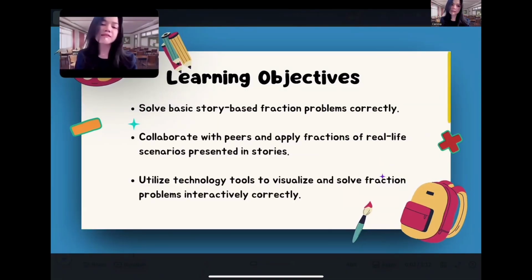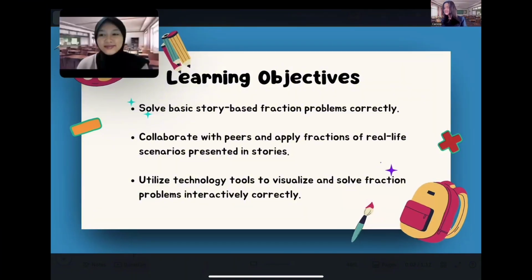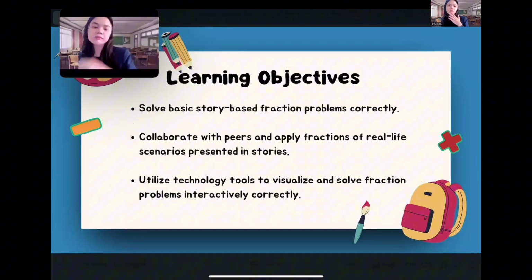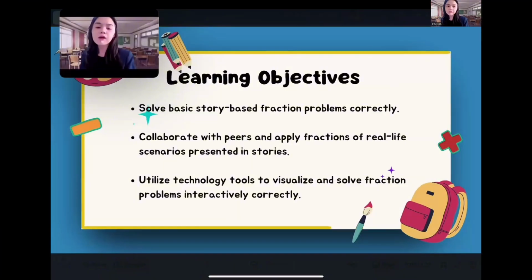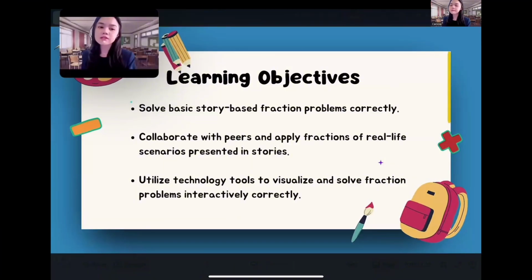Everyone ready to learn? Ready, Miss. All right, but before we go to the full-on explanation of what a fraction is, the nitty-gritty part, I will show you a fun video for all of us to watch together for your general understanding.